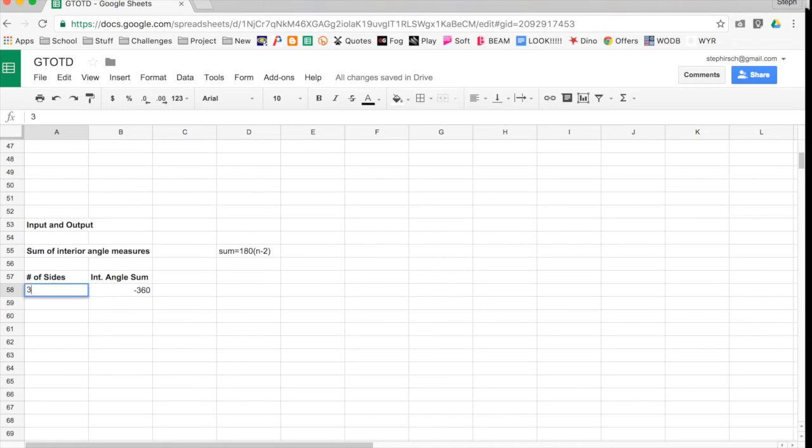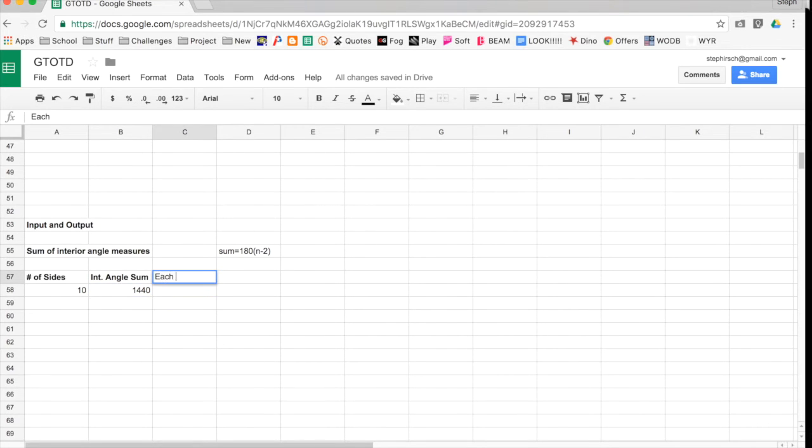So we'll do a triangle. And the triangle has 3 sides. That means the interior angle sum is 180. This is handy because if you were a student or someone who cared about the interior angle measures, you could do any number you wanted. You could say that you have an octagon. Let's find the interior angle sum. Let's say that you have a decagon. There we go.